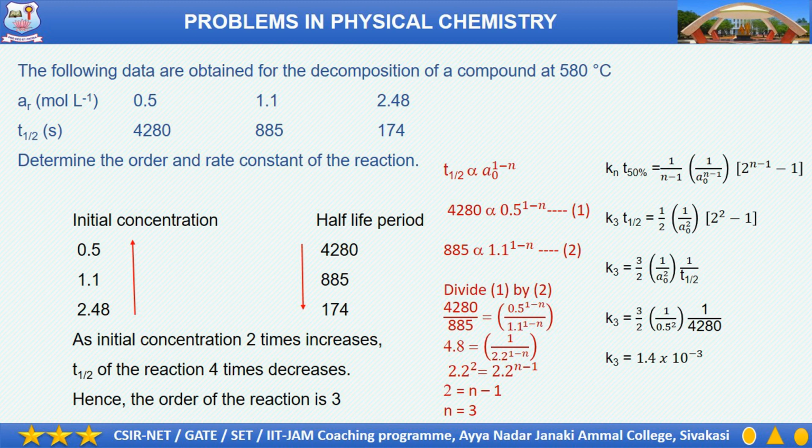And then 10 raised to the power minus 3, isn't it? Therefore, this is the answer for this. This is a very difficult level problem. Finding the order itself is going to be difficult. But what is the rate constant? You have to derive the relationship between the T half and the rate constant from the general one. Then you have to proceed like this. And now I will give you another type of problem, from which you have to calculate the order of the reaction.